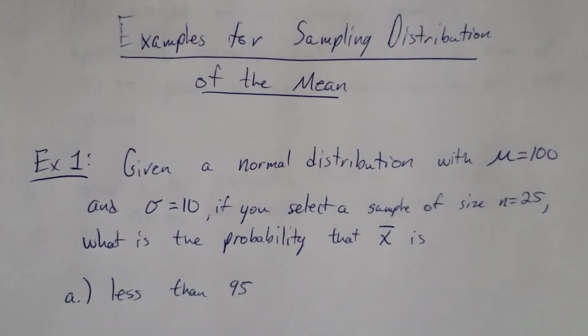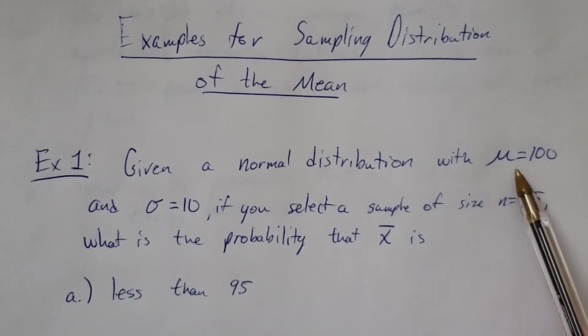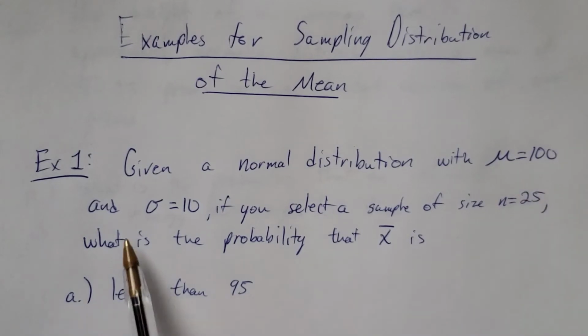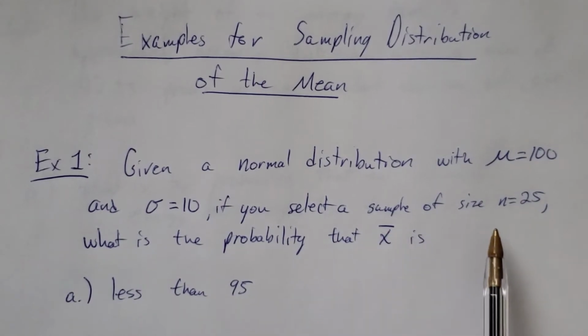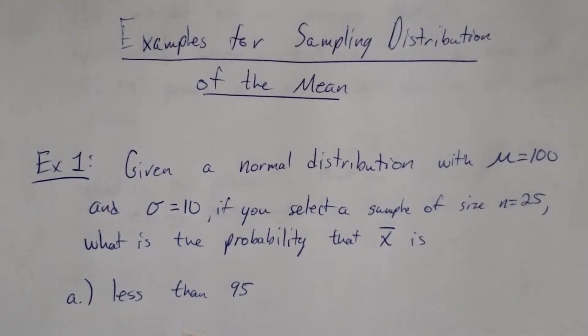In this video, we're going to cover the examples for the sampling distribution of the mean. Our first example says that given a normal distribution with mu equal to 100, which remember is our population mean, and a standard deviation, or sigma, equal to 10, if you select a sample size of n equal 25, what is the probability that our sample mean is less than 95?